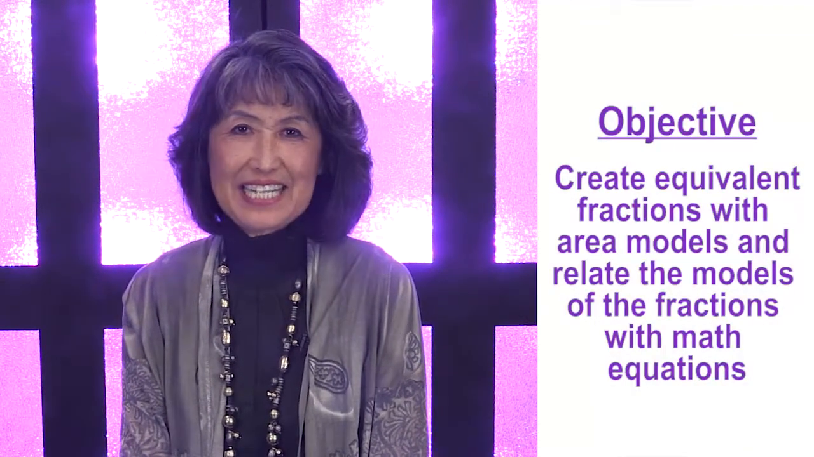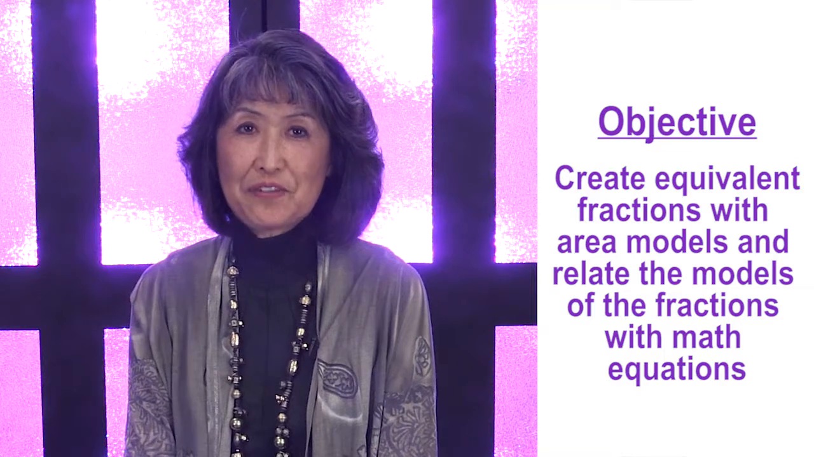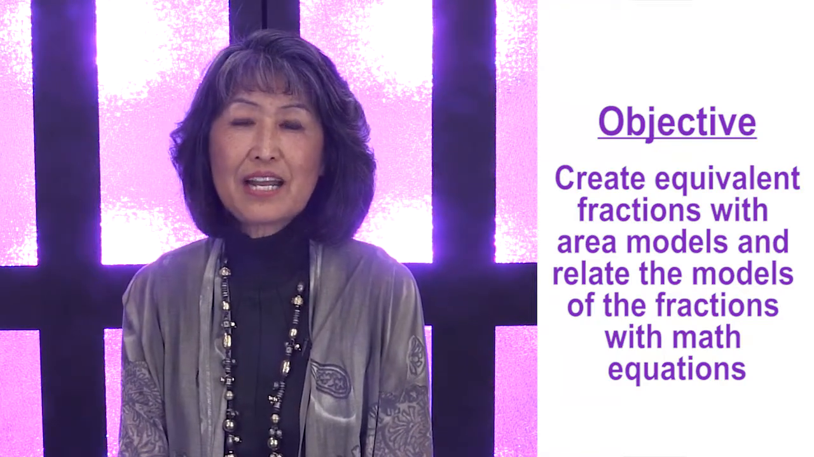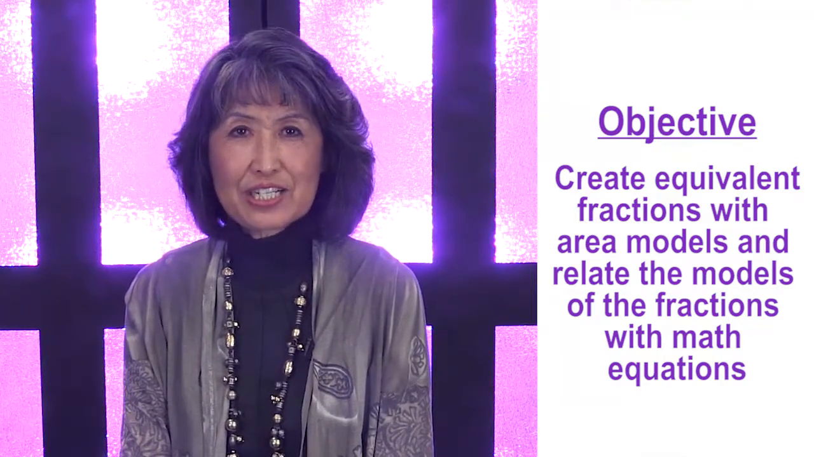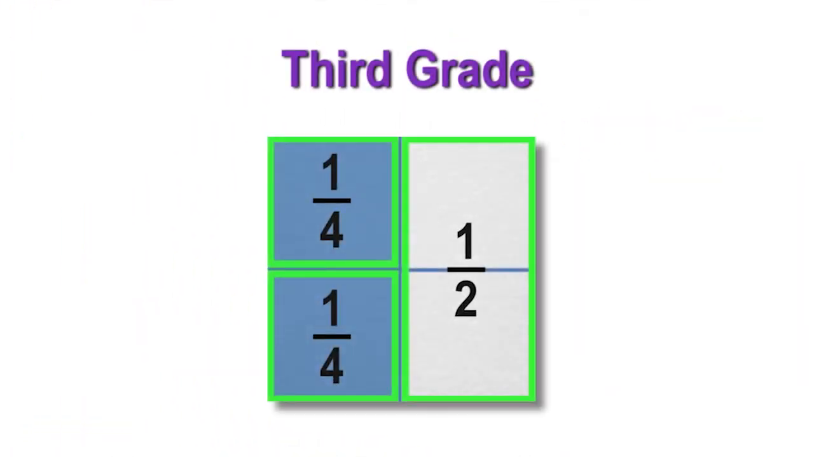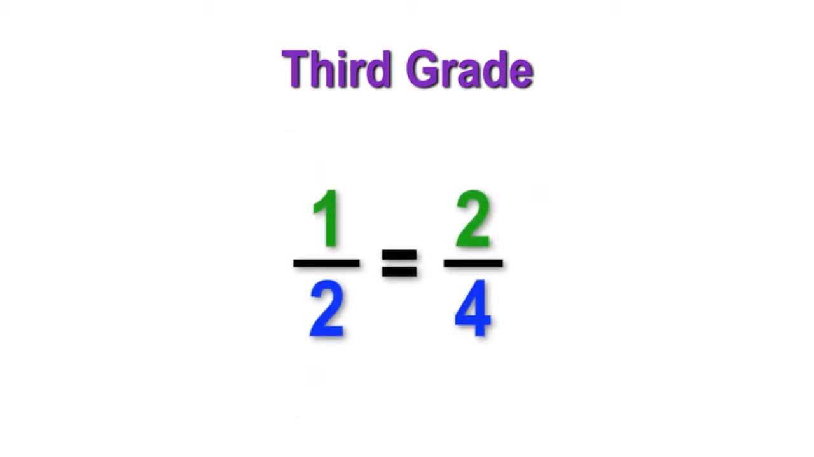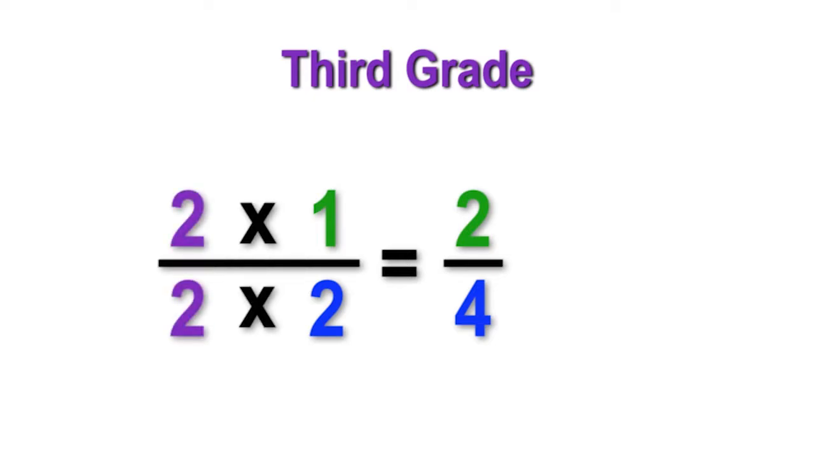The objective of this lesson is to create equivalent fractions with area models and relate the models of the fractions with math equations. In third grade, students explored equivalent fractions. This lesson briefly reviews those concepts and introduces the multiplication aspect of multiplying the numerator and the denominator separately to make equivalent fractions, such as 2 times 1 over 2 times 2.